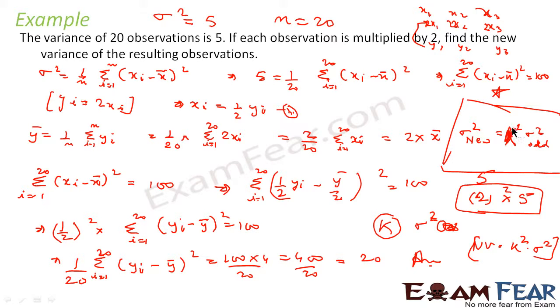What we have done? Simple, nothing. We have assumed the new values to be yi, and we found that yi is equal to 2xi, and also we found that y mean is equal to 2x mean. Then we have used the old formula we had got, and instead of xi and x mean we used yi and y mean, and we found that this value turns out to be 20.